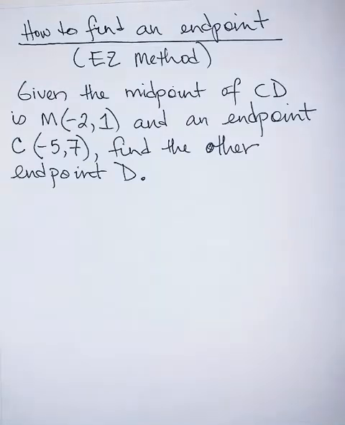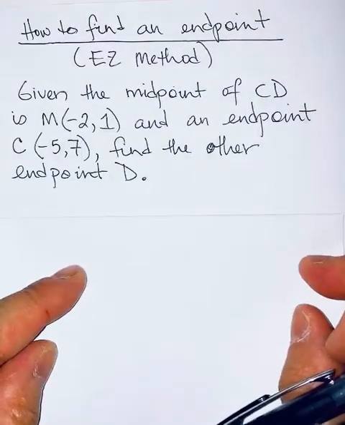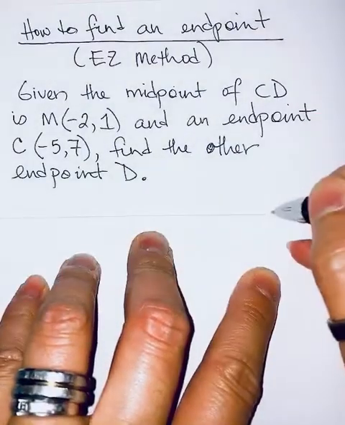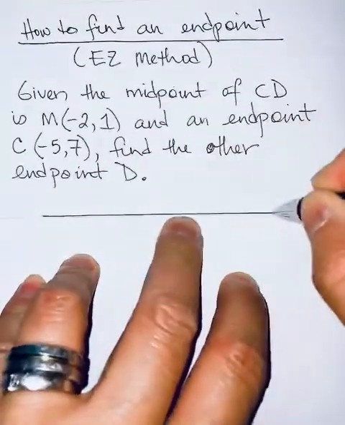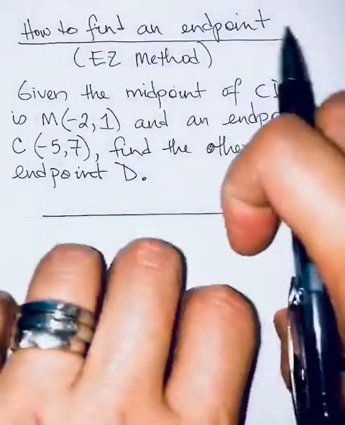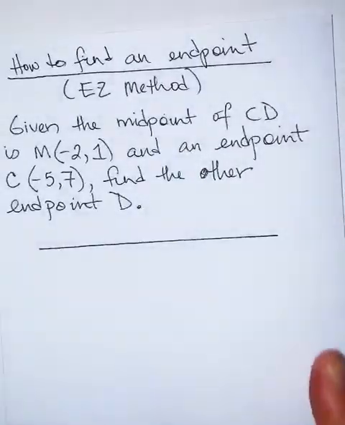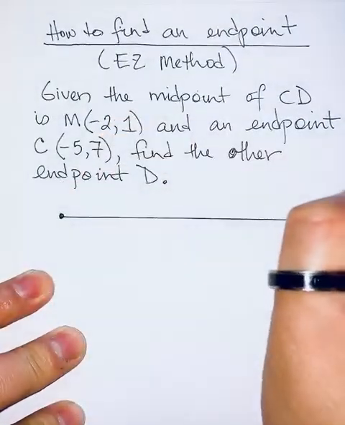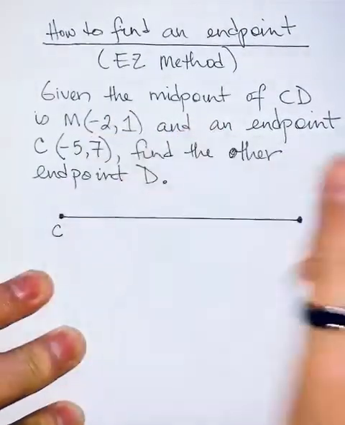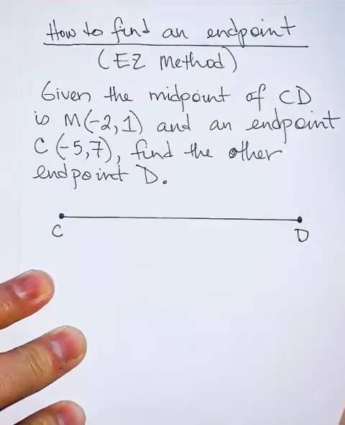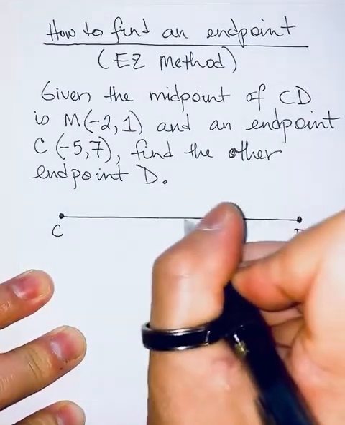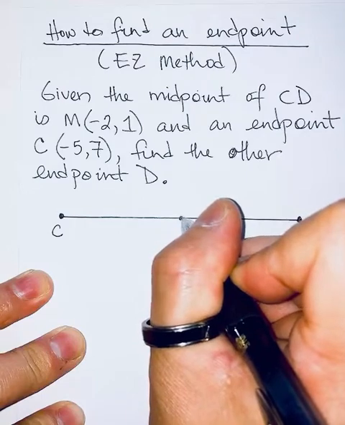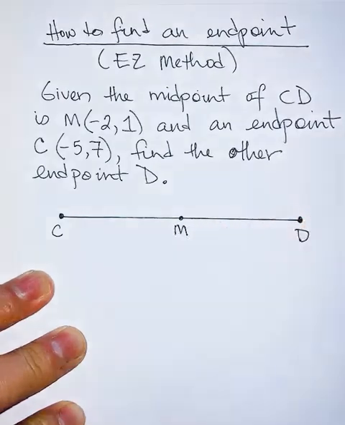So let's put this into a visual representation. I'm going to go ahead and draw the segment just so that I can show you how to do this easily. Okay, so this is your segment CD. I start at C and I'm going to end up at D, right? And in the middle of that is my M location, the location of the midpoint.